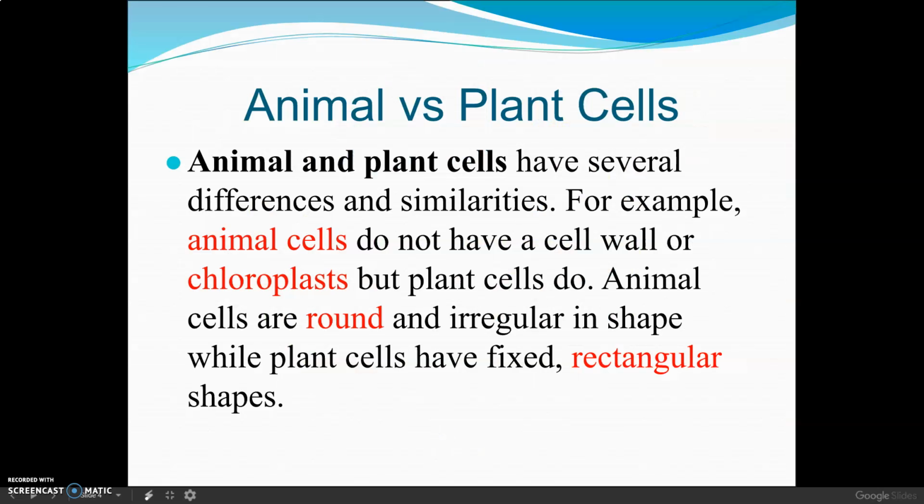Animal versus plant cells. Animal and plant cells have several differences and similarities. For example, animal cells do not have a cell wall or chloroplast, but plant cells do. Animal cells are round and irregular in shape, while plant cells have a fixed rectangular shape.